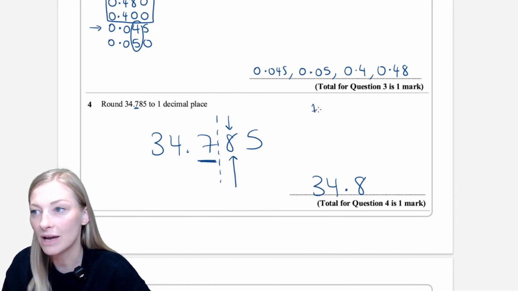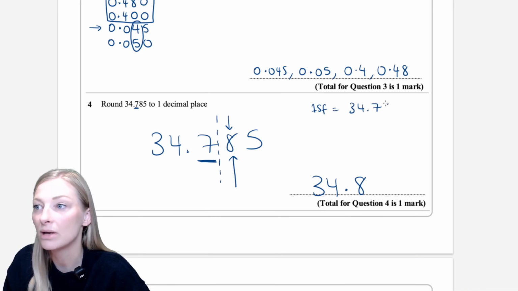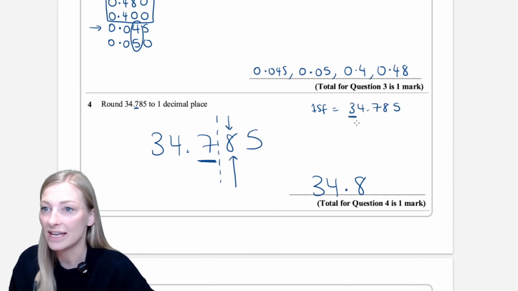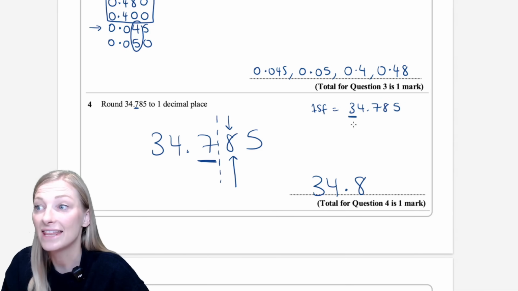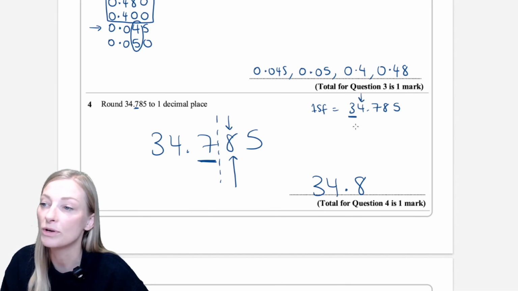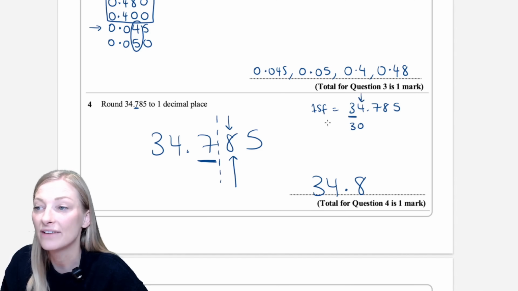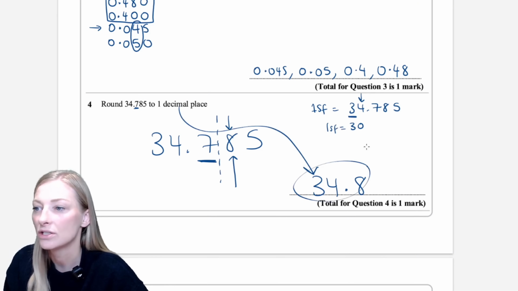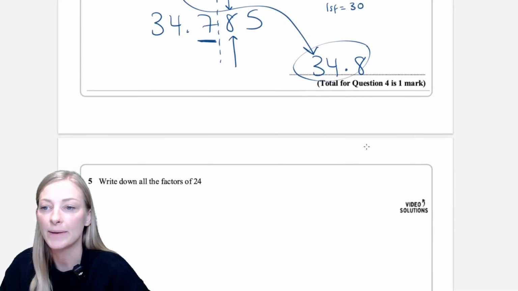If we were asked to round this to one significant figure, then rather than counting from numbers after the decimal point, you're counting from the first digit that isn't a 0. So that 3 there, that would be my first significant figure. Check the next number, it's a 4 which rounds down, so to one significant figure the answer would be 30. But here we were asked for decimal places, so 34.8 is your answer there.